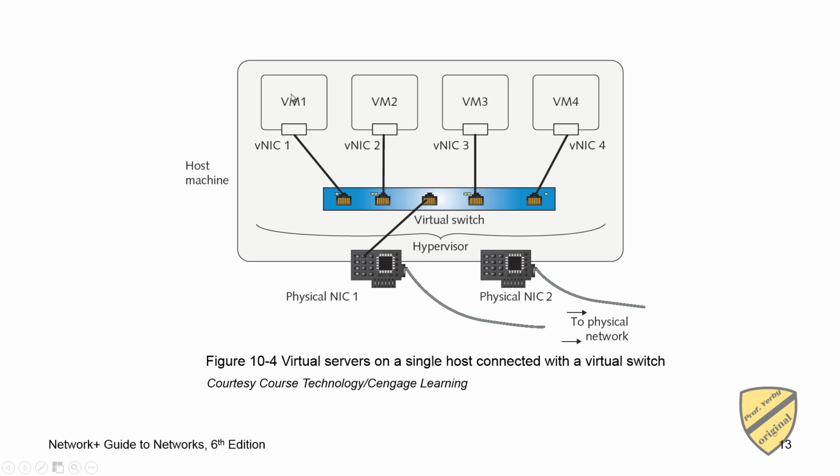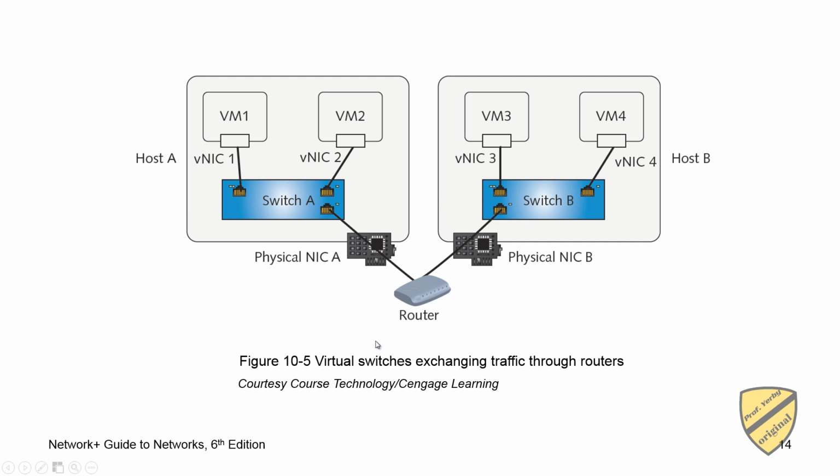So these are our different VMs. This is a virtual switch that's operated within our software, so within our VMware. And this is our hypervisor. These are 2 different physical NICs, and this goes out to our physical network. Here it connects to a router, and they exchange traffic through the router. So these are on 2 separate networks.